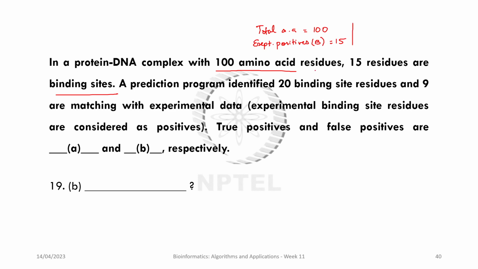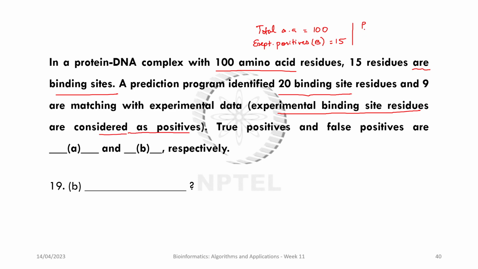Next line, a prediction program identified 20 binding sites. When they do not mention anything, you can take it as experimental. When predicted, they will explicitly say so in the question. It need not necessarily be the same for everything. Generally, when they just go with residues and leave something, it means that experimental binding site residues are considered as positive.